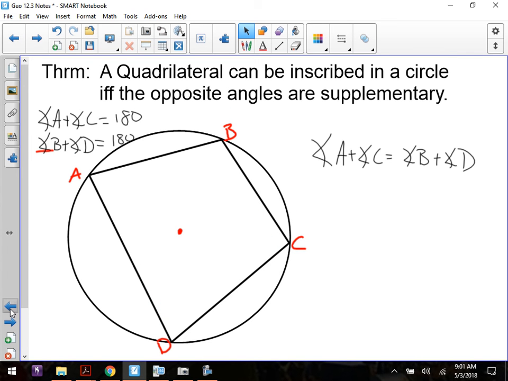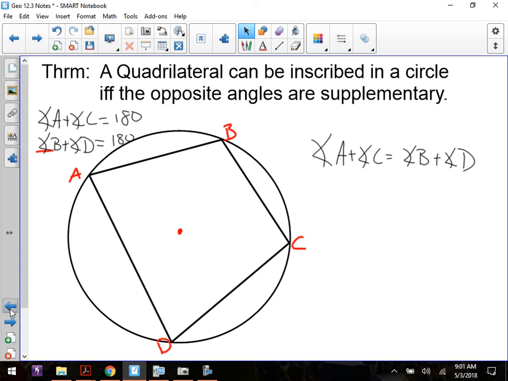Remember, IFF stands for if and only if, which means if you say it backwards, if opposite angles are supplementary, then a quadrilateral has been inscribed in a circle. This means it goes forward and backwards with those. A right angle lies on the circle if and only if its hypotenuse is a diameter. If a hypotenuse is a diameter, then the right angle lies on the circle. Same idea. You can say things forwards and backwards.